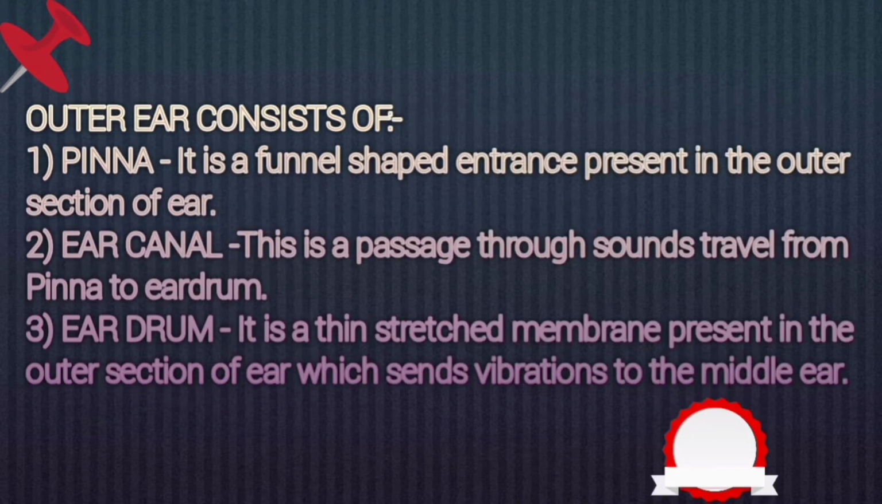The outer ear mainly consists of the pinna, ear canal, and eardrum. Pinna is a funnel-shaped entrance present at the outer section of the ear. The ear canal sends sound waves from the pinna to the eardrum. It is a passage which sends sound from the pinna to the eardrum. Eardrum is a thin stretched membrane present in the outer section of the ear which sends vibrations to the middle ear.